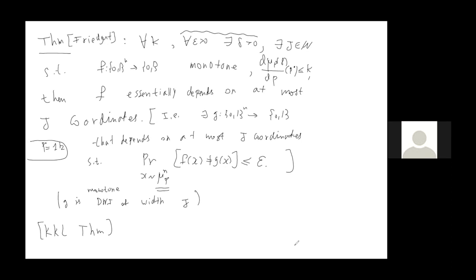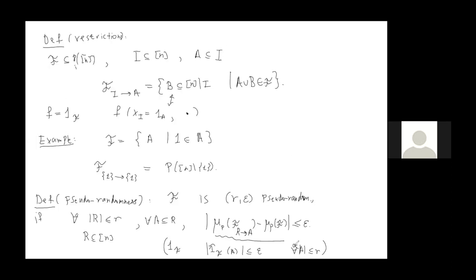So this is really in sharp contrast with pseudo-randomness. So what I'm trying to say is morally, but you need to prove it, it's true. So Friedgut's theorem will allow you to say that once you have pseudo-randomness, you get sharp threshold for free.